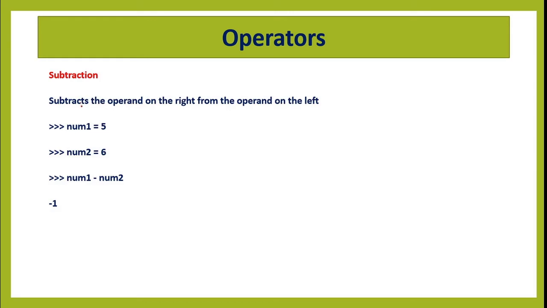So this one, subtract the operand on the right from the operand on the left. See here, num1 equal to 5, num2 equal to 6, num1 minus num2. Here we are assigning the value 5 to the num1 variable. Likewise, we are assigning 6 to the num2 variable. Then we are doing the subtraction. 5 minus 6, the output is minus 1.